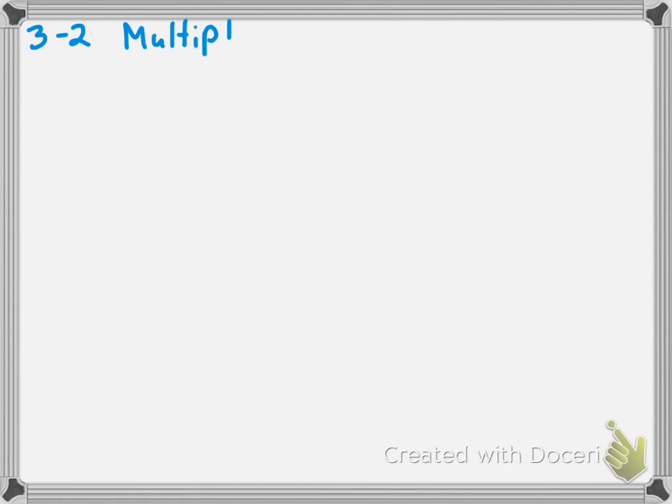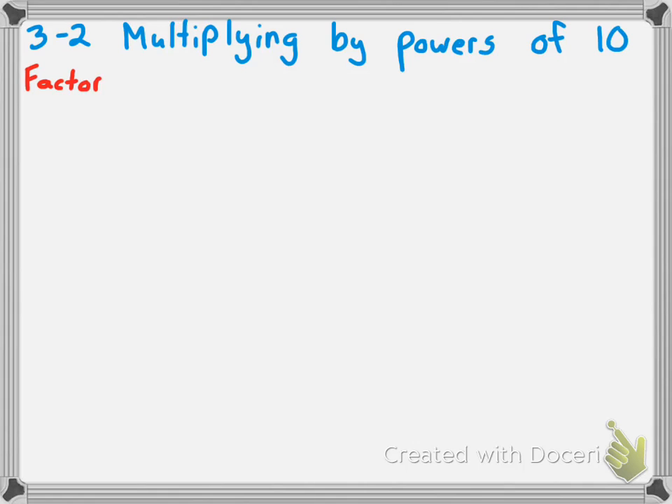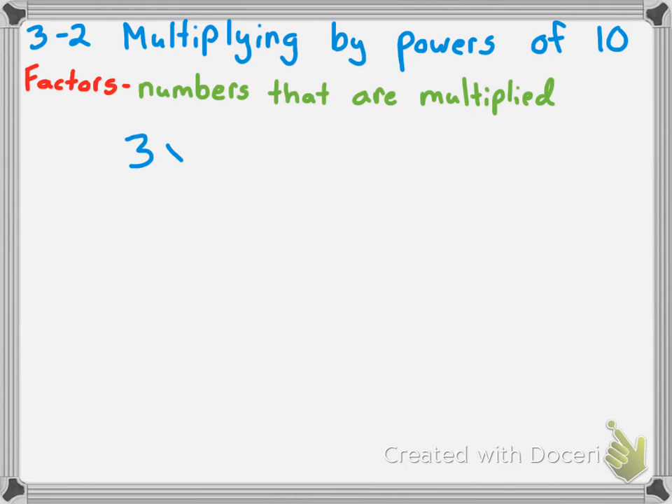In lesson 3-2, we're going to be multiplying by the power of 10. Your first vocab word is factors. And factors are the numbers that are multiplied. So 3 times 10 equals 30. The 3 and the 10 are your factors. Any numbers that are being multiplied in a problem are called factors.